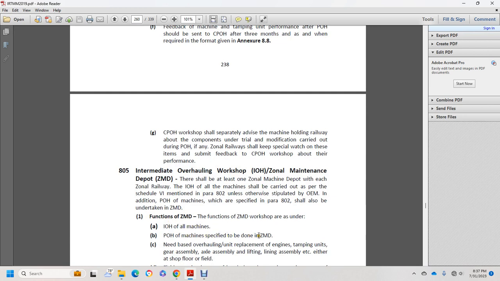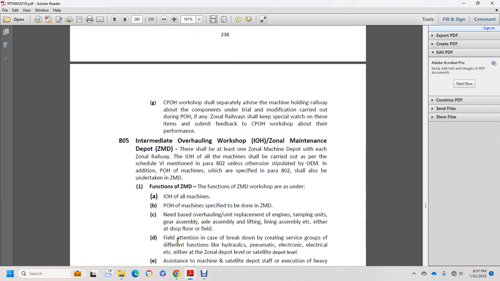Periodic overhaul of the machines specified. The zonal maintenance depot handles, on a need basis, overhauling, unit replacement of engines, tamping units, gears, assembly, axle, and some of the fitting line assembly, plus shop floor and field attention in case of breakdown, creating a service group with the different functions: hydraulic, pneumatic, electronic, electrical, etc. For the zonal depot level, the satellite depot level.